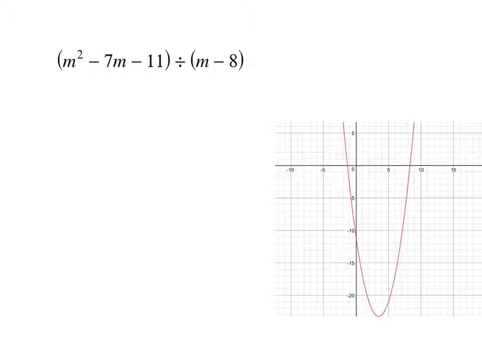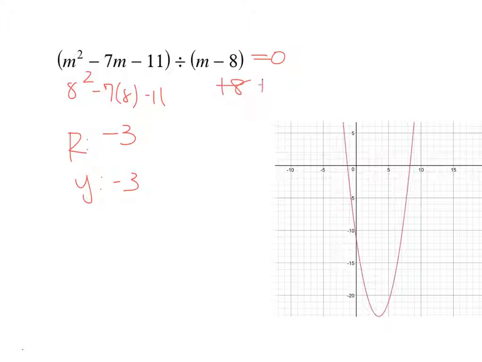Now what's also cool about the remainder theorem is that when you plug in 8 into here, you end up getting negative 3. That is your remainder, but it's also your y value on your graph. So if you look at this graph here, at positive 8, it's positive 8 because you're setting this equal to 0.